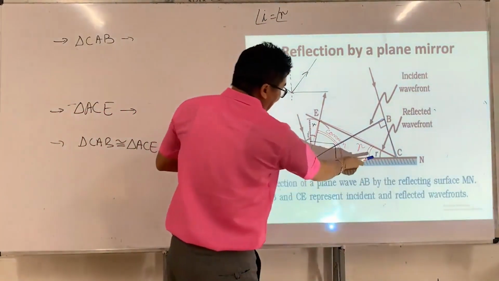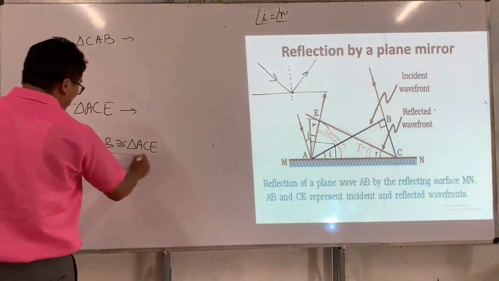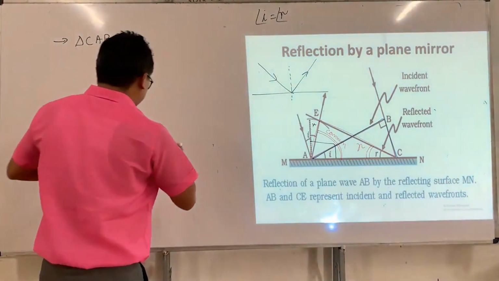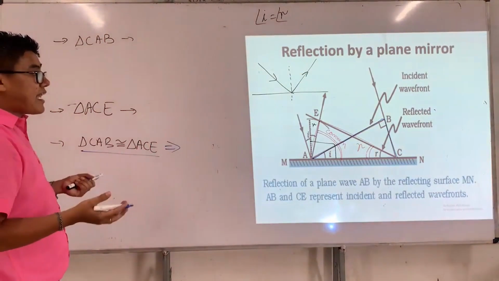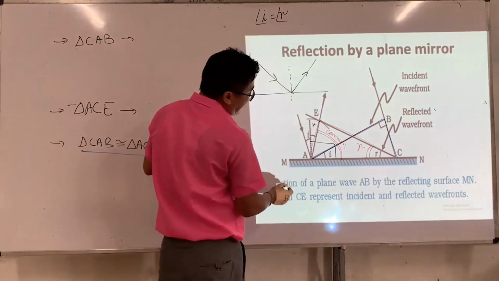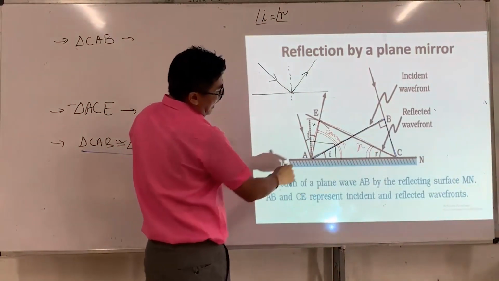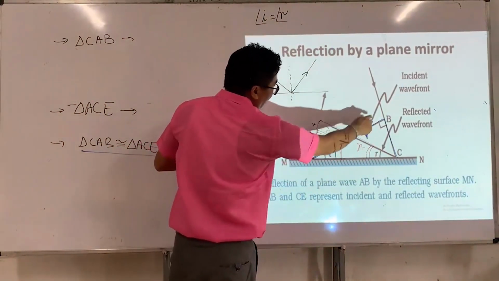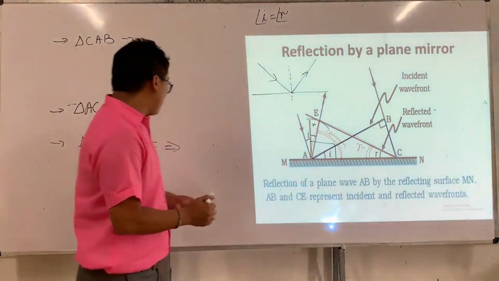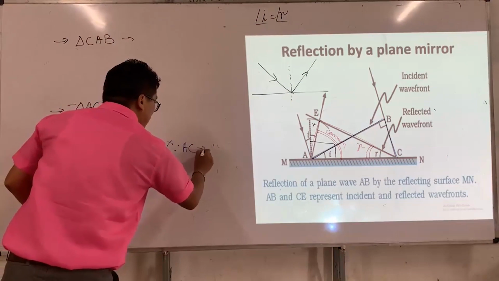So now angle I and angle R. I say that these two are congruent triangles. If these two are congruent triangles, it implies that corresponding angles are equal. Why are these two congruent triangles? 90 degrees, and this angle I is equal to angle R. The 90 degree angles are equal, and the lengths: AC is equal because AC is common.